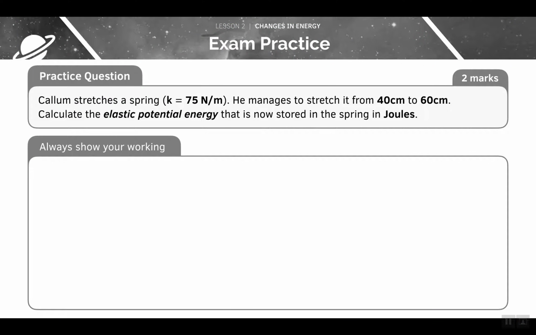Now let's apply this to an exam question. Callum stretches a spring which has a spring constant of 75 newtons per metre. He manages to stretch it from 40 centimetres to 60 centimetres. Calculate the elastic potential energy that is now stored in the spring in joules. Pause the video now and attempt this question if you can.